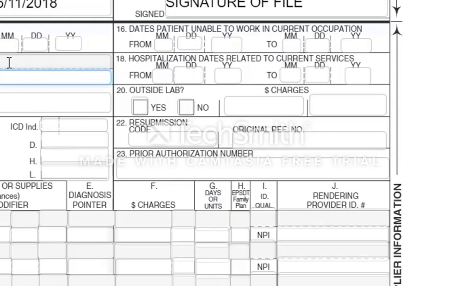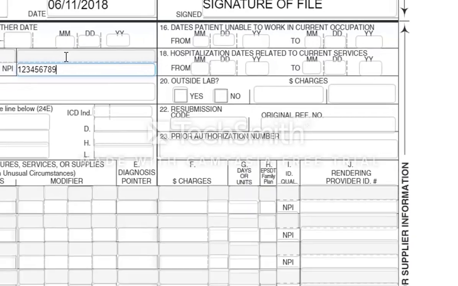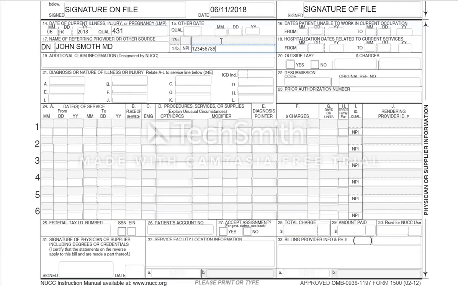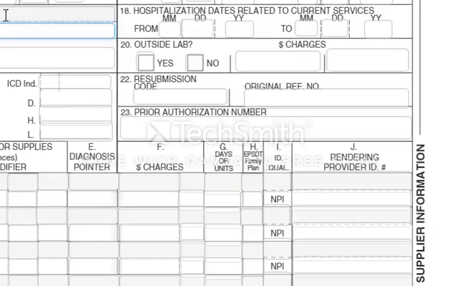Now, block 18, this is referring to if the patient was hospitalized. If they were hospitalized, then we're going to put the date that they were admitted for the from date, and the to date would be the day they were discharged. Block 19, we leave blank. This is once again reserved for NUCC use.